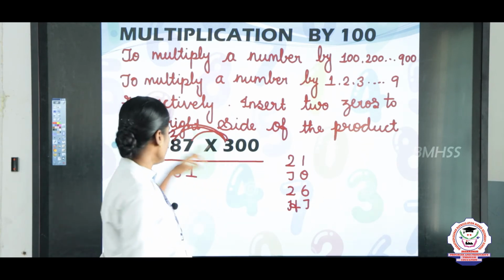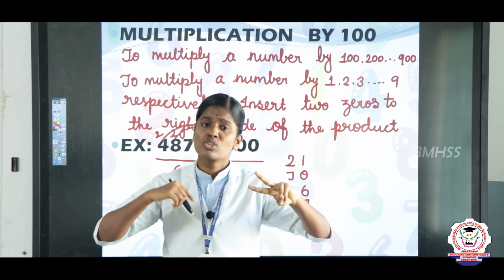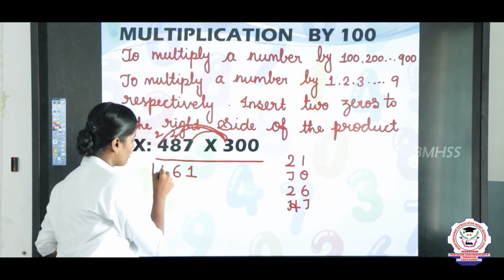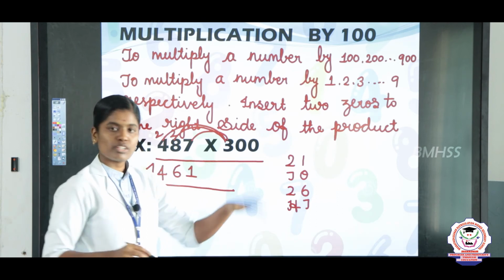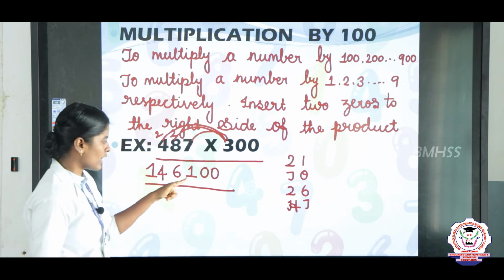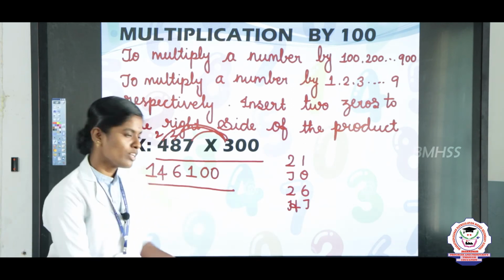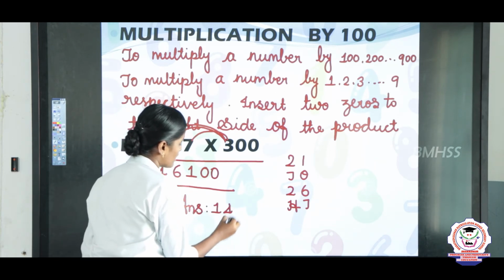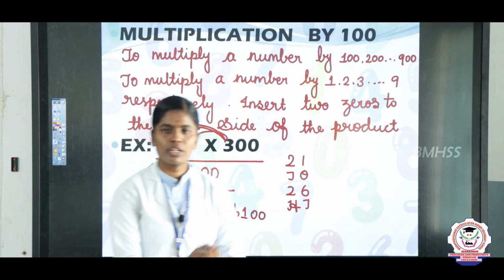Next you will take 3 fours. 3 fours are 12. Keep 12 in the mind, 2 in the finger. So 12 after 13, 14. Write the answer 14. Finally you should insert 2 zeros to the right side of the product. So the answer is 1 lakh 46,100. So write the answer 1 lakh 46,100.